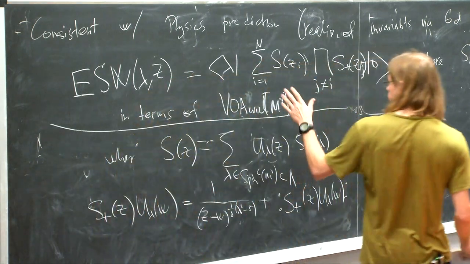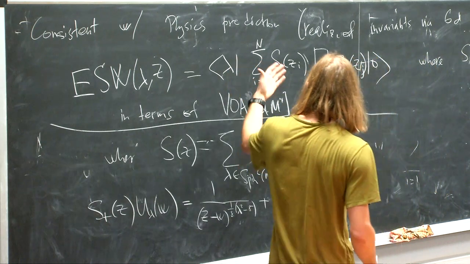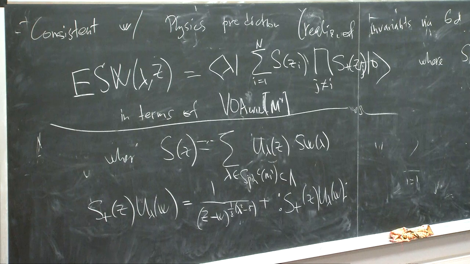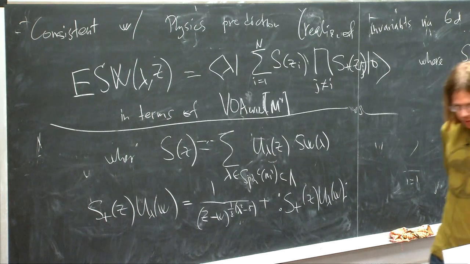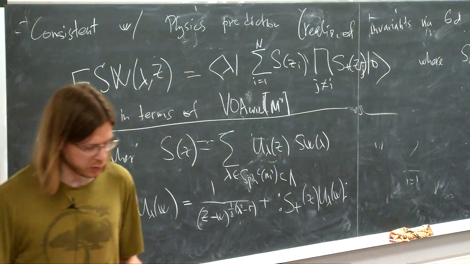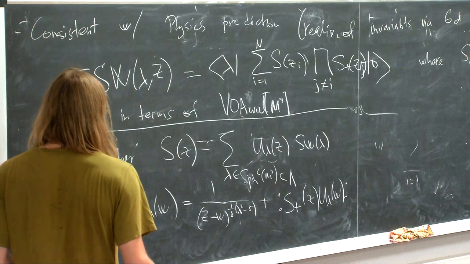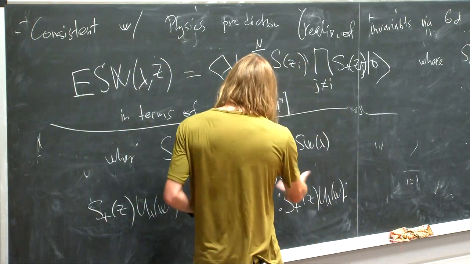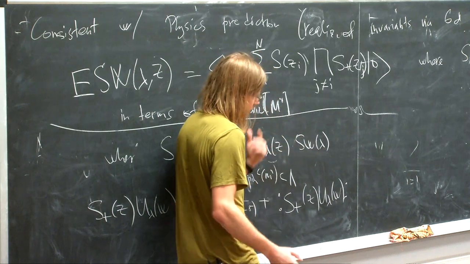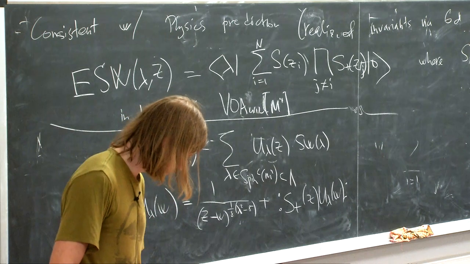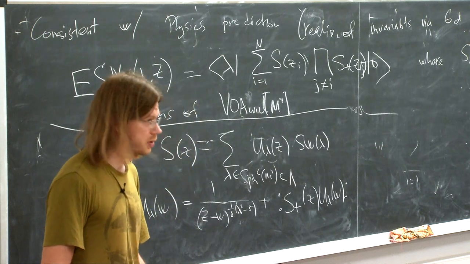So the vertex operator algebras provide a kind of natural setting for how the single monopole invariants and multi-monopole invariants are related. From another point of view, you can see this relation by doing this equivariant localization. Okay, my time is up, so I stop here.